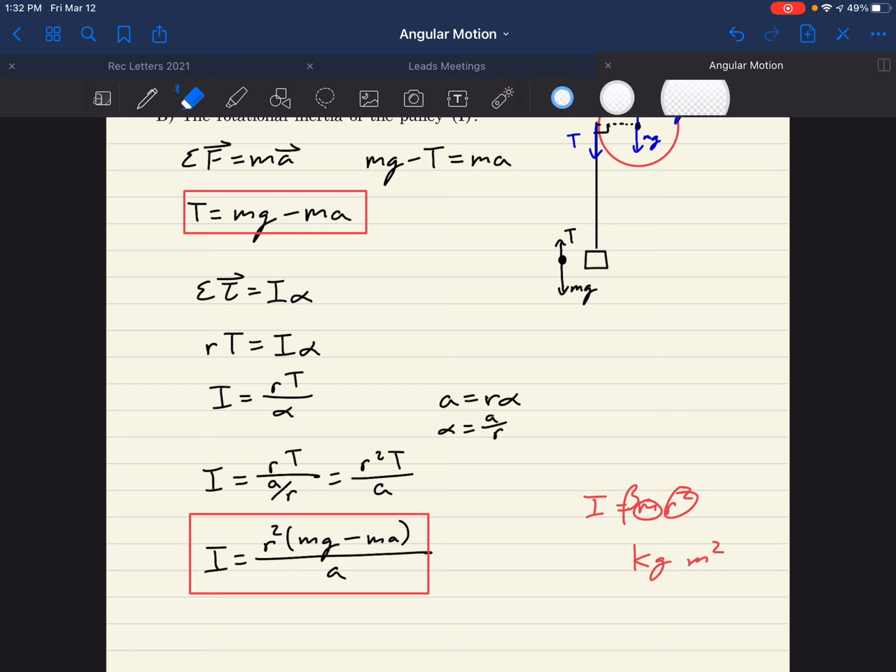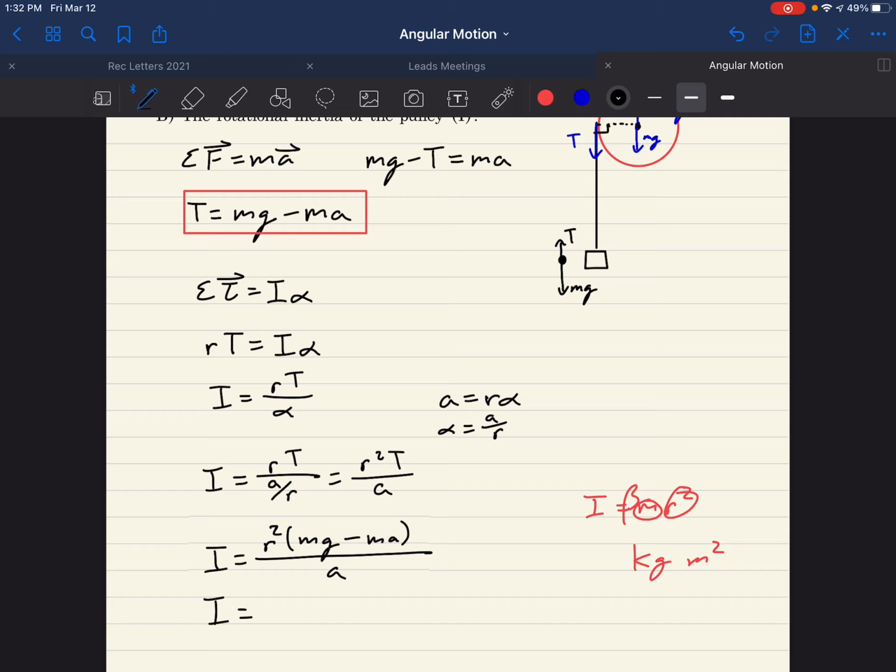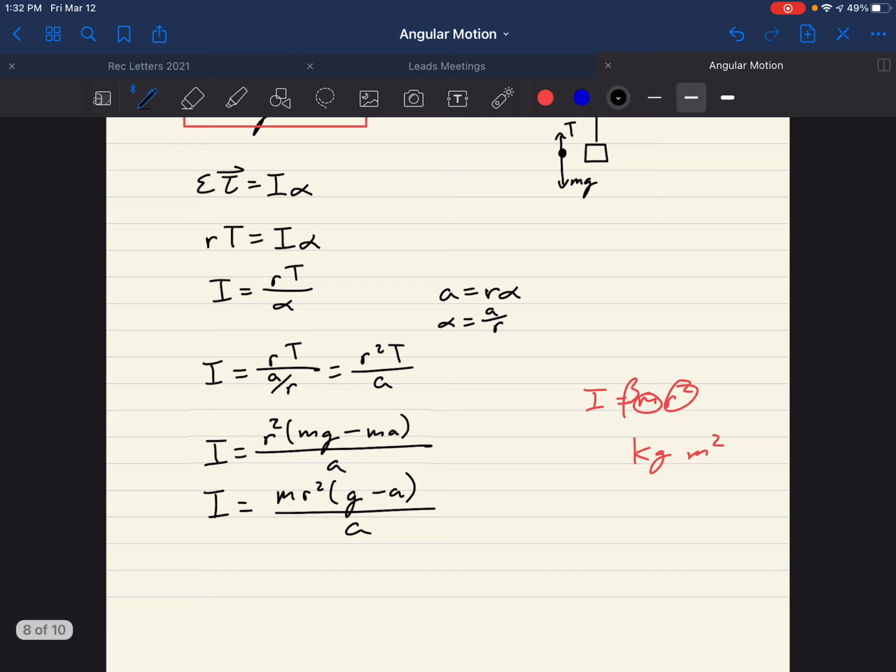And actually, I think we can simplify even a bit more if we wanted to. So let's just go ahead and do that to see what it would really look like if we pretty this up a little bit. So one thing we can do is we can take out the m. So we've got mr squared. And we've also got g minus a over a. So we could write it like that, or we could write it like mr squared times g over a minus 1. All right, I hope this was helpful.